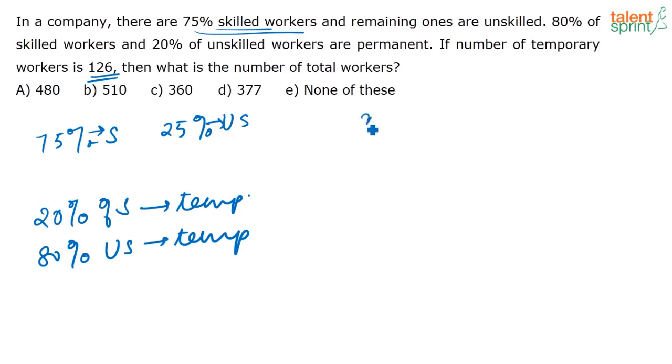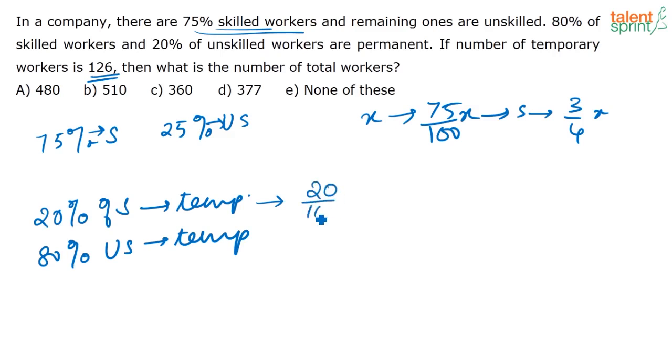Now let us assume that there are x workers. If x workers are there, 75 by 100 of x is the skilled workers, correct? 75 by 100, take it as a fraction, or 3 by 4 x, correct? That is the number of skilled workers that are there. Out of this 3 by 4 x, how many temporary workers are there? 20% of them are temporary workers. Now what is 20% in terms of percentages? 20 by 100. Let us take it as 20 by 100 itself, because I think that will be helpful for the calculations. So 20 by 100 into 3 by 4 x, correct? This is the number of temporary skilled workers.